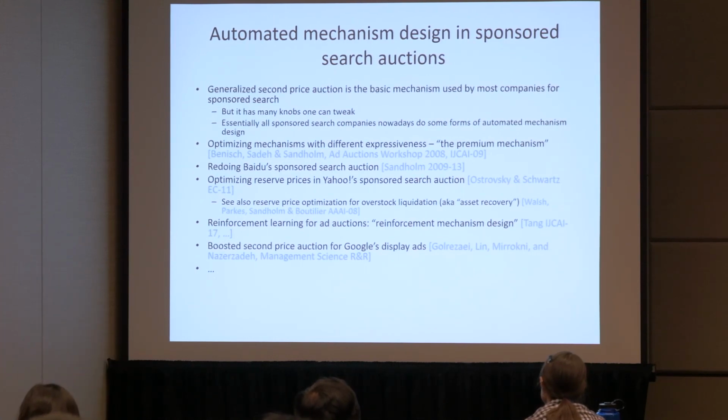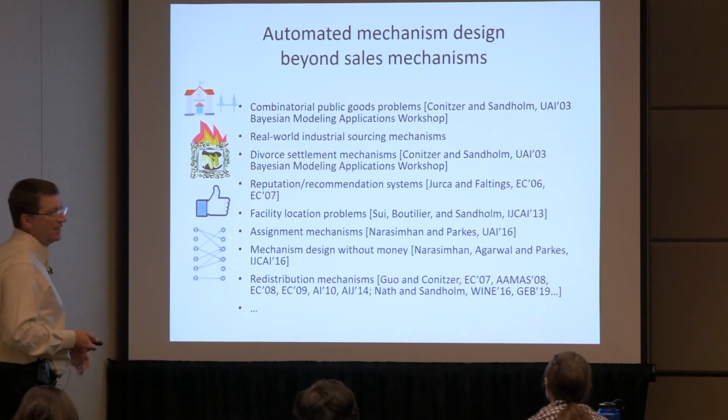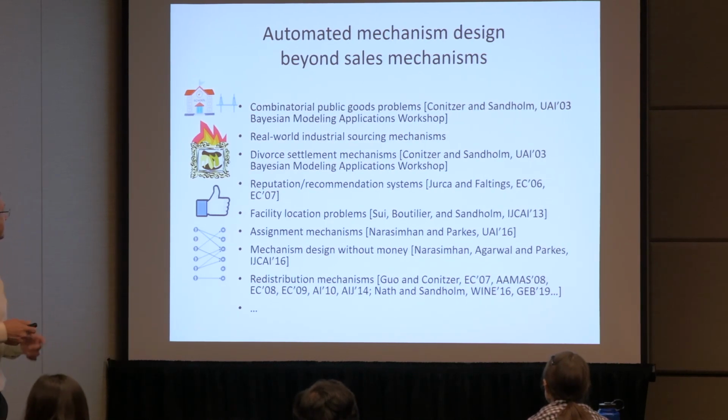So there's a lot of work on sponsored search. I'm sure there's more than what's on here. These companies are typically pretty secretive about what they're running in production, but at least you have something to look into if you want. All right. And automated mechanism design isn't just for sales mechanisms. It can be used for other things as well. So combinatorial public goods problems, we've done some work on that.